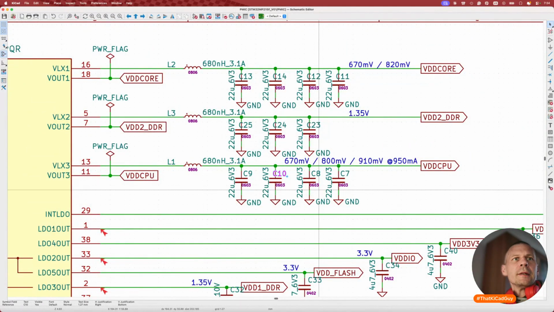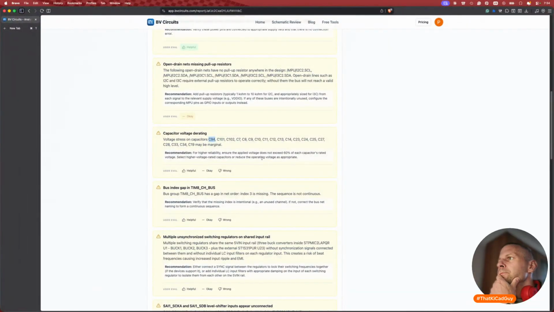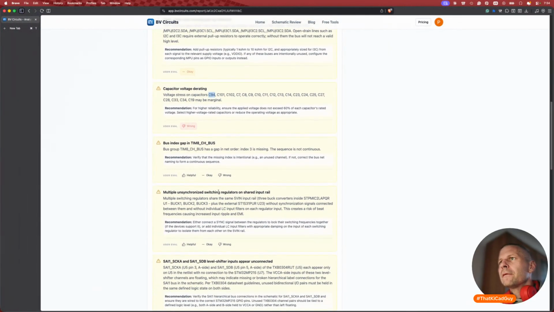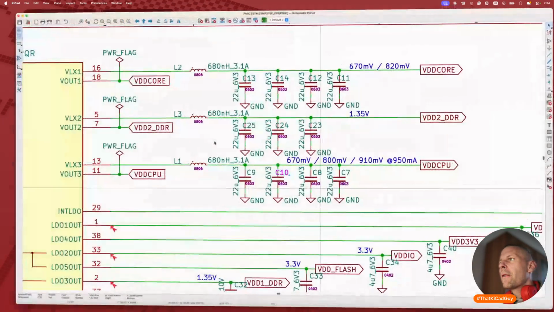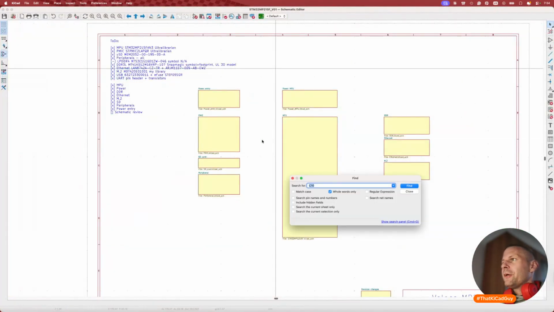Correct. It's correct. Bus index gap in tim8_ch_bus. The sequence is not continuous. Index 3 is missing. That's interesting. That's very interesting.